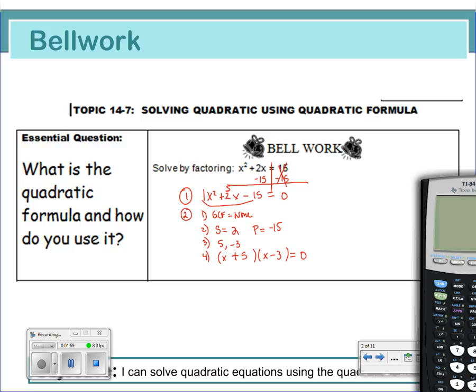Our next step is to take each one of those factors and set it equal to 0. So we're going to do x plus 5, set it equal to 0, and x minus 3, set it equal to 0. Our last step is to solve. So we're going to solve for x. To get the x by itself, we have to subtract 5 from both sides.